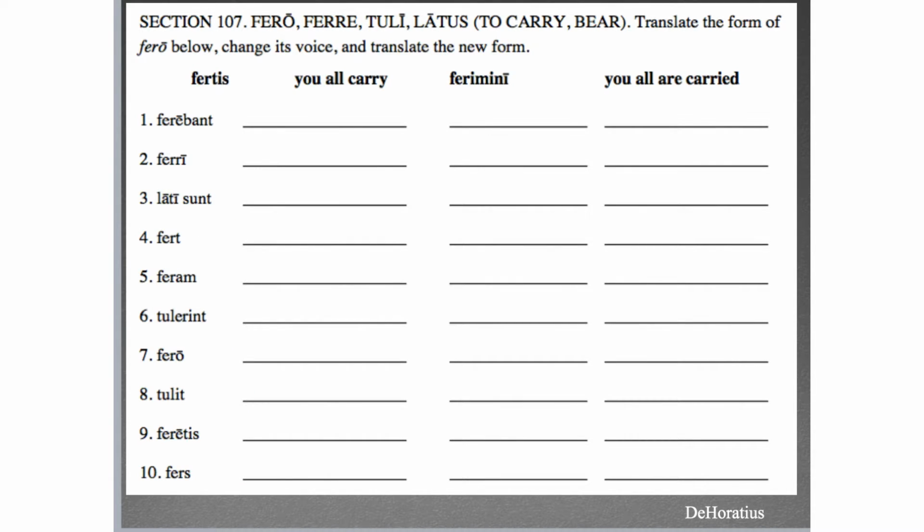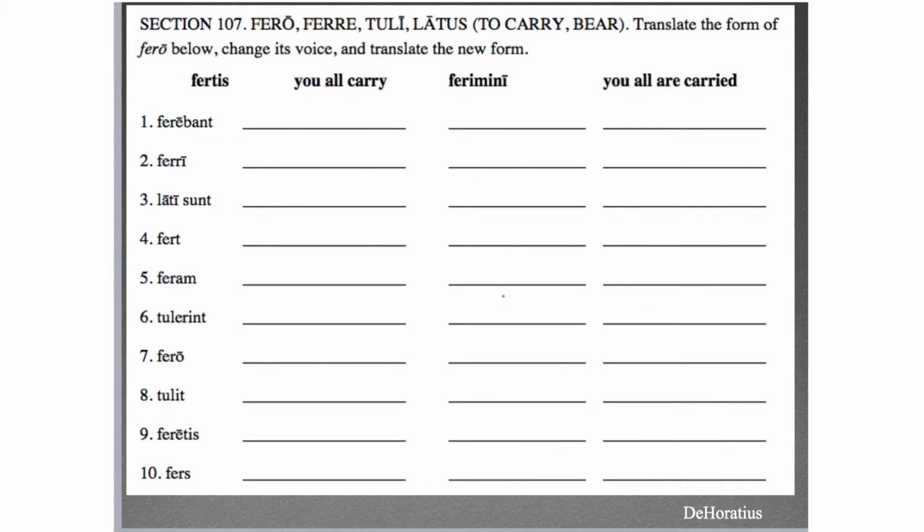Same thing for fero here now. I'm going to skip number one because it's similar to number one for eo. Ferri, this is a little tricky. That's the passive infinitive. So the mood is infinitive. Did I spell that right? Yes. Oh, sorry about that. I assumed it was the same as the previous exercise. It is not. So translate the form. That's going to be to be carried. Change its voice, so now it's going to become ferre. And then new translation, to carry.